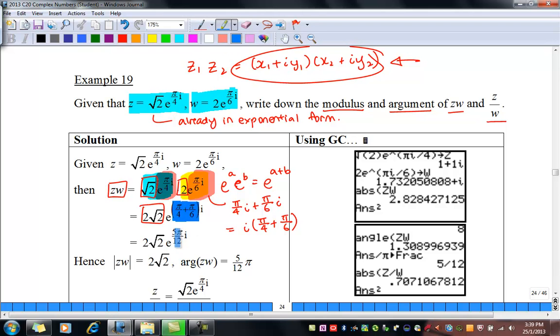What this tells me is that I have now written the product in exponential form once again, because I can see this is of the form r times e to the power of i theta, where r is simply the constant 2 times root 2 and theta is simply the angle up here, 5 pi over 12. The modulus is therefore going to be 2 root 2 because it is r, while the argument is simply going to be theta, which is 5 pi over 12. So much easier than doing the multiplication.